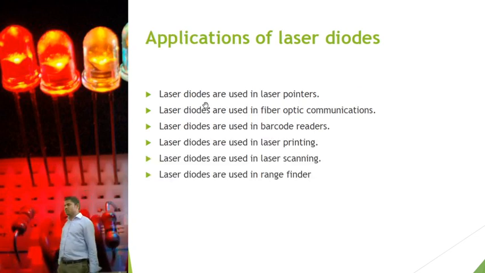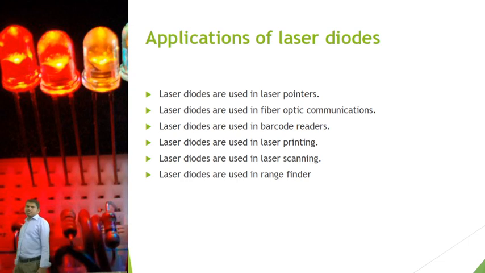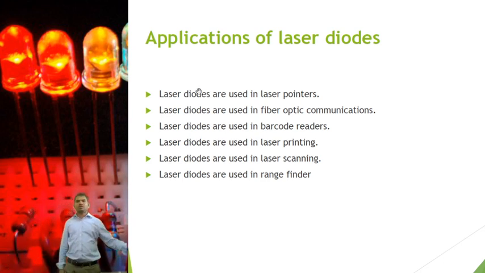And the applications of laser diodes. Where do we use these laser diodes? Laser diodes are used in pointers, laser printers, laser scanners, optical communications, and laser barcode readers. And one more major application of the laser diode is range finding. In industrial applications, we use the laser diode for range finding. These are the applications of laser diodes.